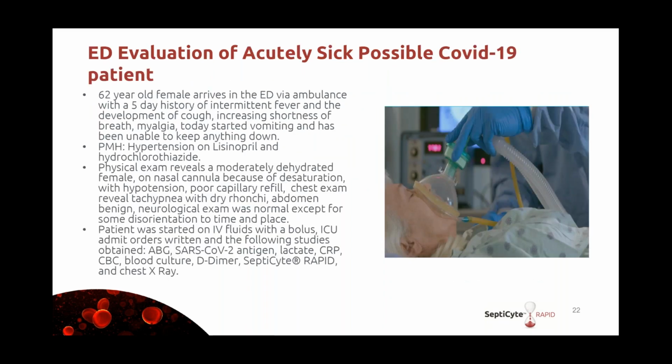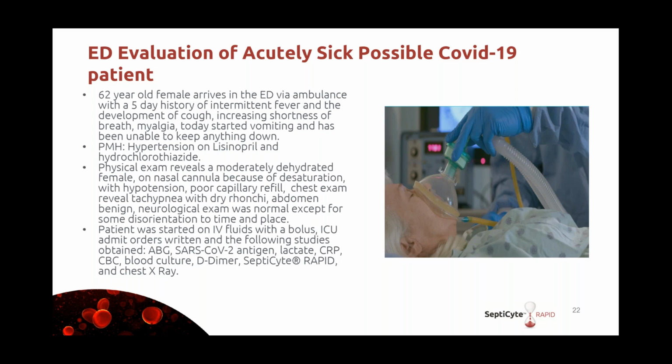Another patient is a 62-year-old female who arrived at the emergency room by ambulance with a 5-day history of fever and shortness of breath. This patient has a past history of hypertension. A physical exam showed a dehydrated patient on nasal cannula with poor cap refill. Chest X-ray was abnormal. Patient was started on IV fluids with boluses, and admitted orders were written.